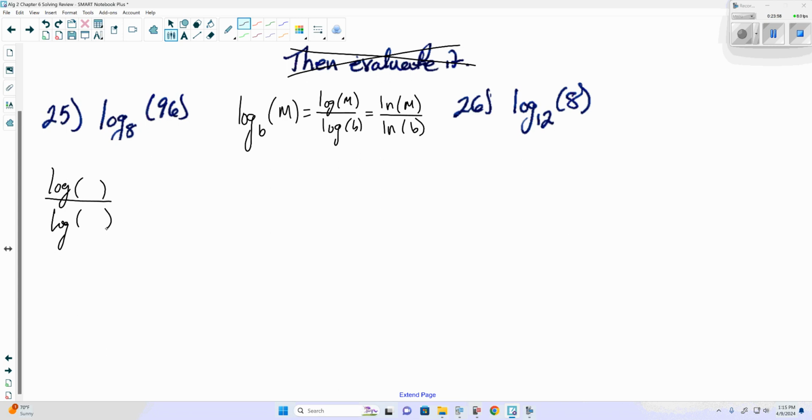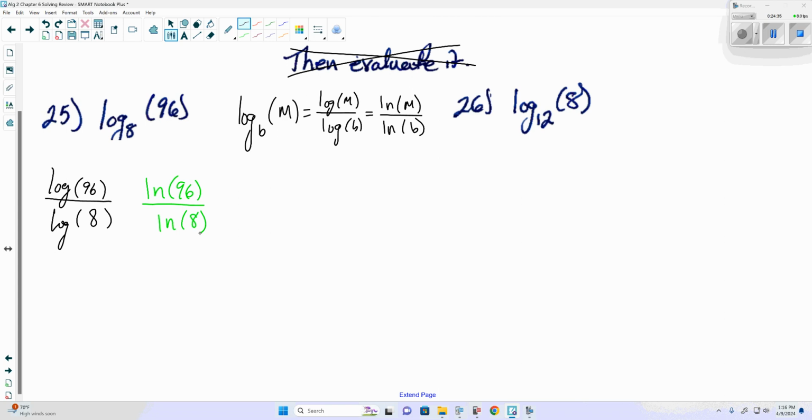So what's inside our log for number 25? It would be log of 96 over log of 8. So log base 8 of 96 as logs would be log of 96 over log of 8. Questions on this before we look at natural logs? Now the natural log would be the natural log of what's on top over the natural log of the bottom. So it's the exact same thing.